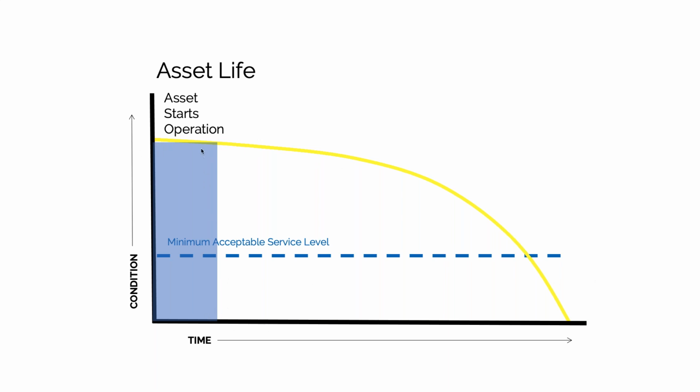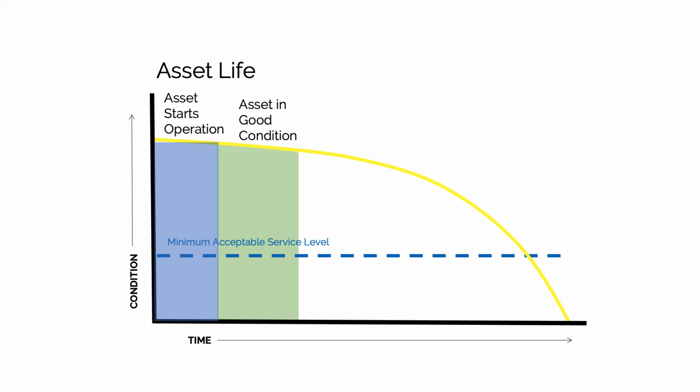So at the beginning, we have the asset starting its operation, beginning its life, and basically the condition is good, everything is great. And then the asset falls off a little bit, but it's still in good condition.